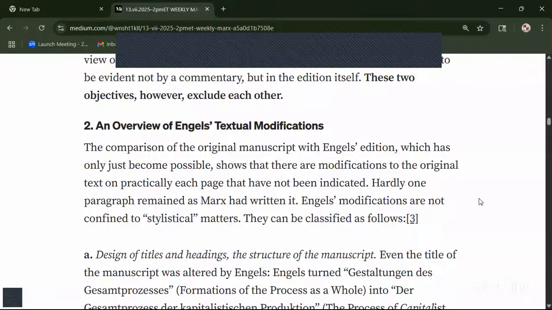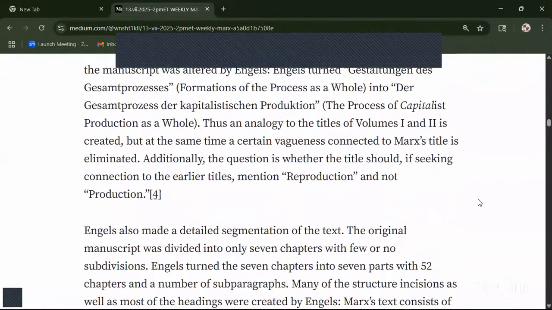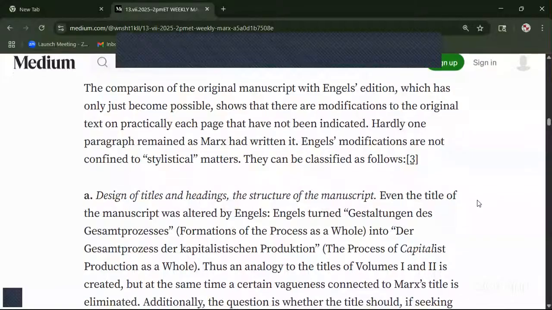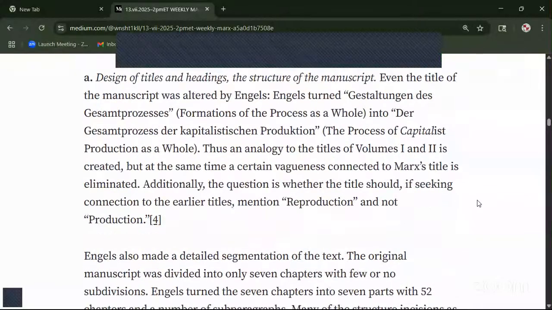A, design of titles and headings, the structure of the manuscript. Even the title of the manuscript was altered by Engels. Engels turned "Gestaltungen des Gesamtprozesses," that is, formations of the process as a whole, into "der Gesamtprozess der kapitalistischen Produktion," the process of capitalist production as a whole. Thus, an analogy to the titles of volumes 1 and 2 is created, but at the same time, a certain vagueness connected to Marx's title is eliminated. Additionally, the question is whether the title should, if seeking connection to the earlier titles, mention reproduction and not production.